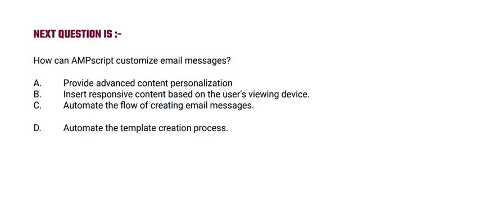Next question is: how can AMPscript customize email messages? Options are option A, provide advanced content personalization. Option B, insert responsive content based on the user's viewing device. Option C, automate the value of creating email messages. And option D, automate the template creation process. The correct option is option A.